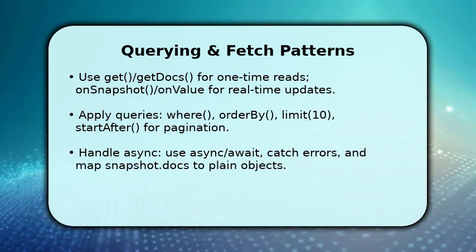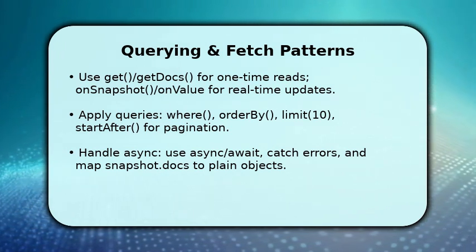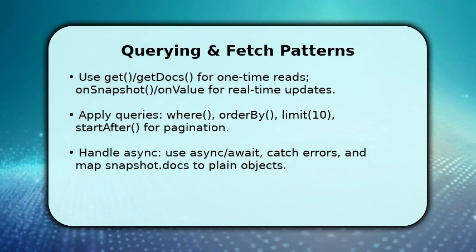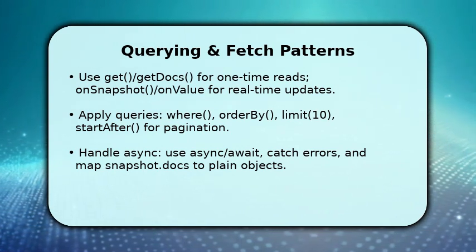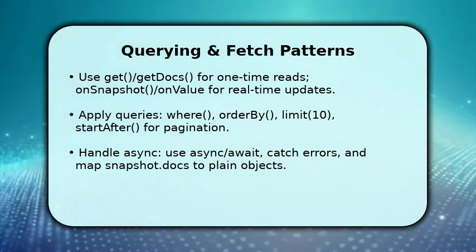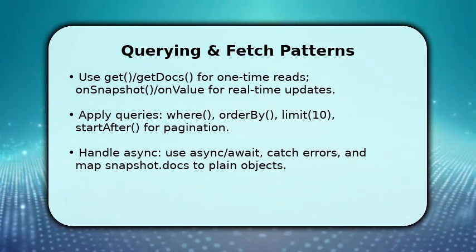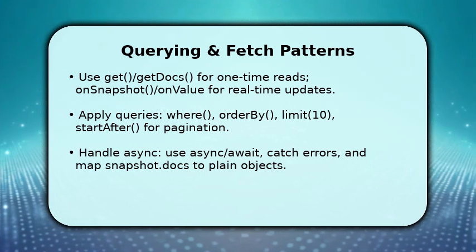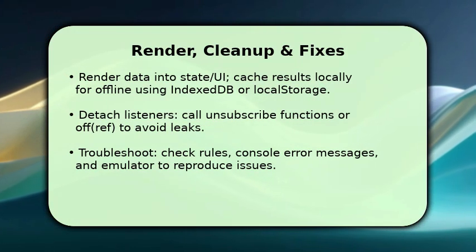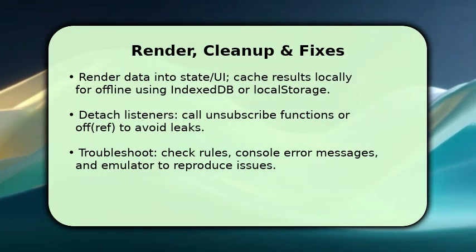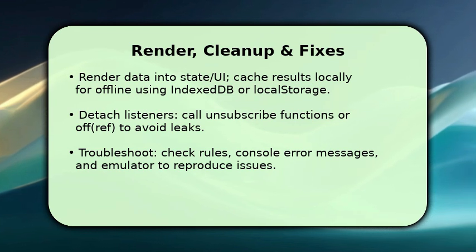Make your calls with async/await, then transform snapshot results into plain objects. Also, make sure to catch errors and surface clear messages to the UI so you can react to missing permissions or network failures. Finally, map the retrieved data into your app state and render it. Once done, consider caching responses for offline use.